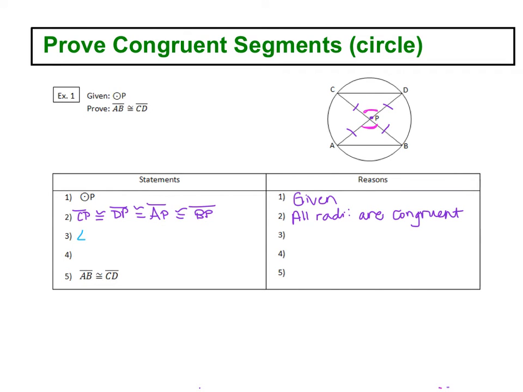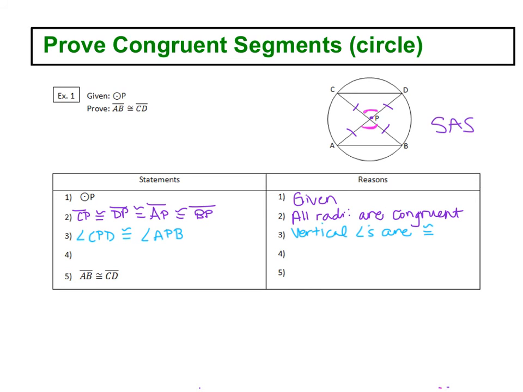So we're going to say angle CPD is congruent to angle APB. And what was the reason? Well, we know that vertical angles are congruent. I'm doing a little bit of abbreviating. I don't have a lot of space. All right, so what we just figured out is we have a side, and an included angle. So that's going to be side, angle, side.